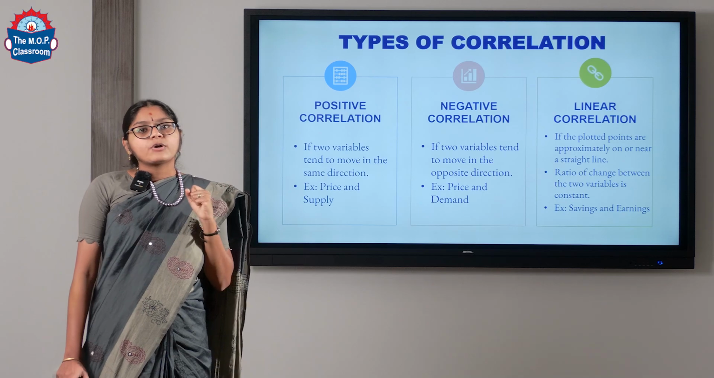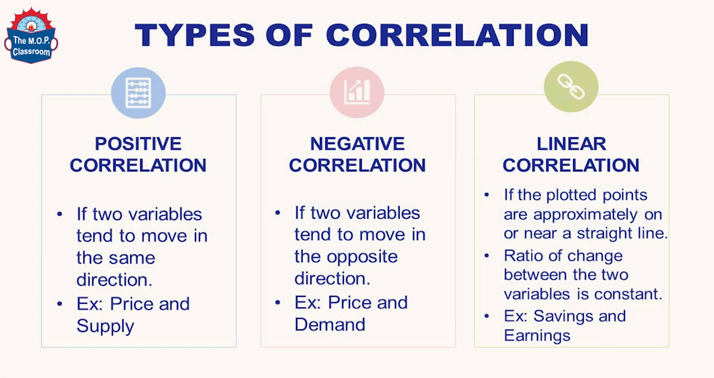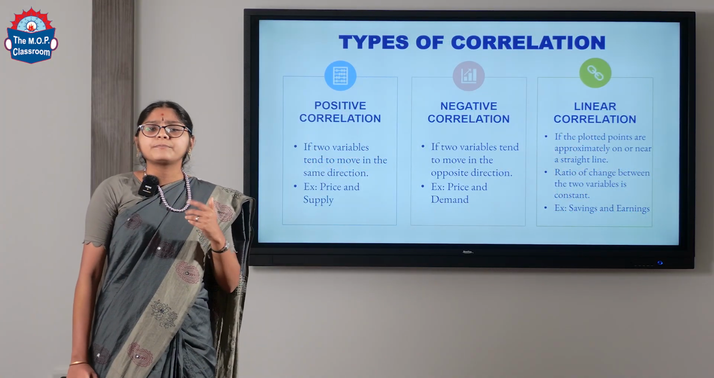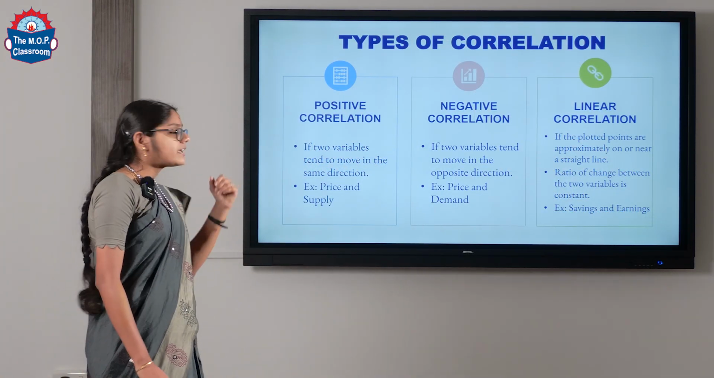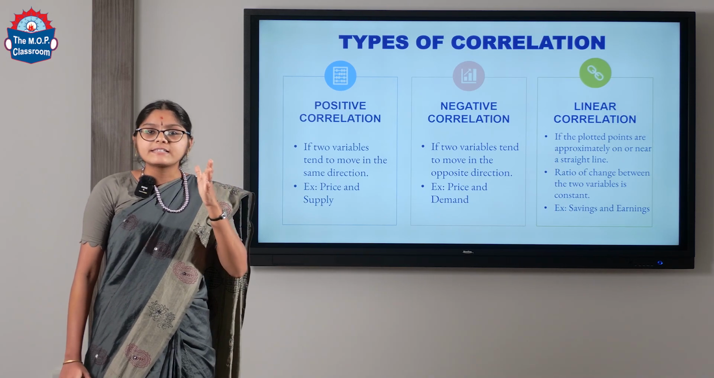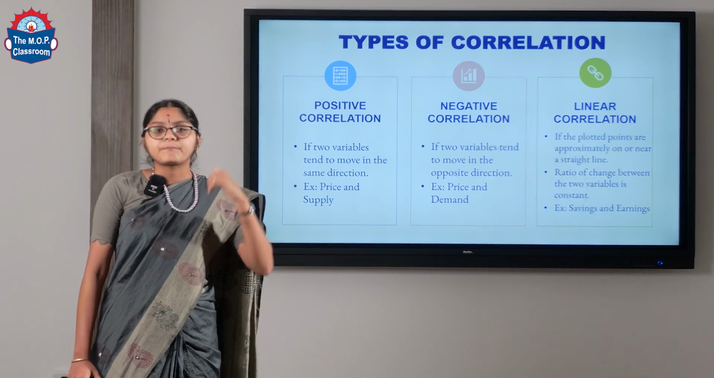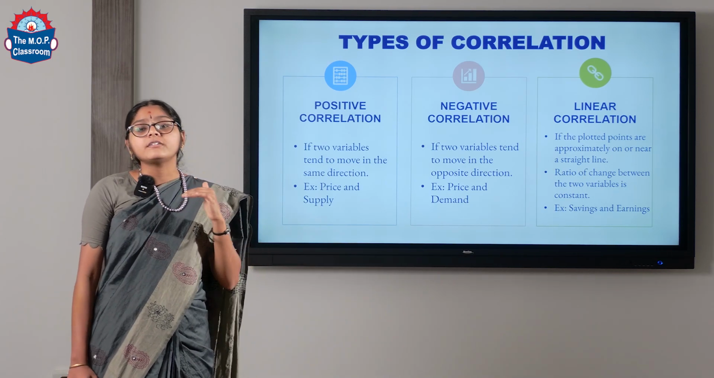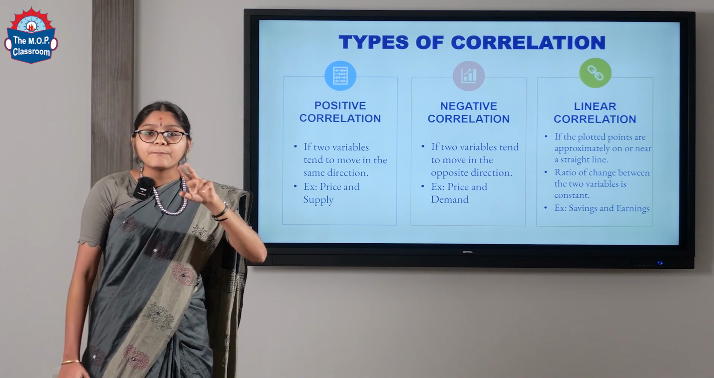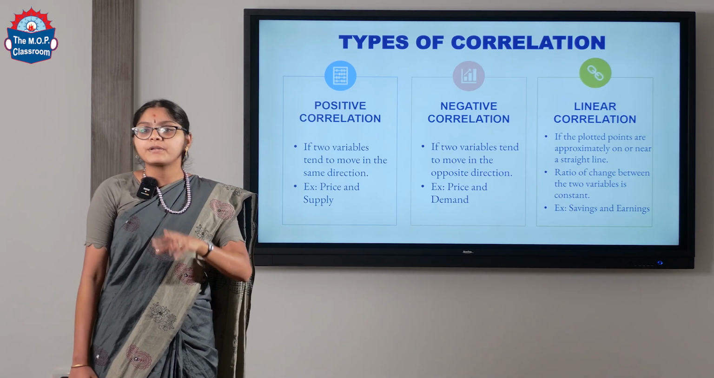As we are discussing the types of correlation, there are many types of correlation. The first type is positive correlation. In positive correlation, whenever the two variables move in the same direction, a very good example is price and supply, because they move in the same direction. As an economics student, you know that whenever the price increases, the supply also increases. There is a positive relationship between price and supply, right?